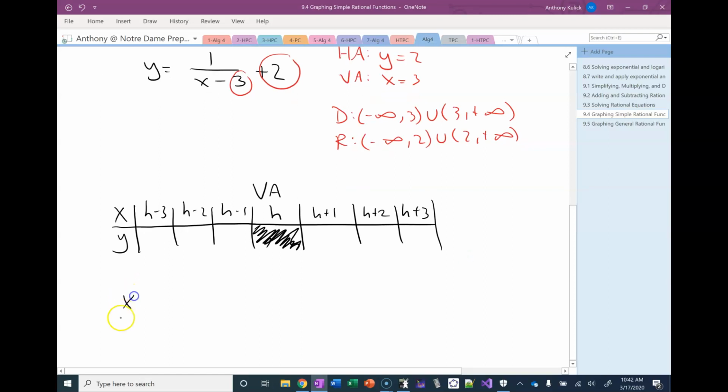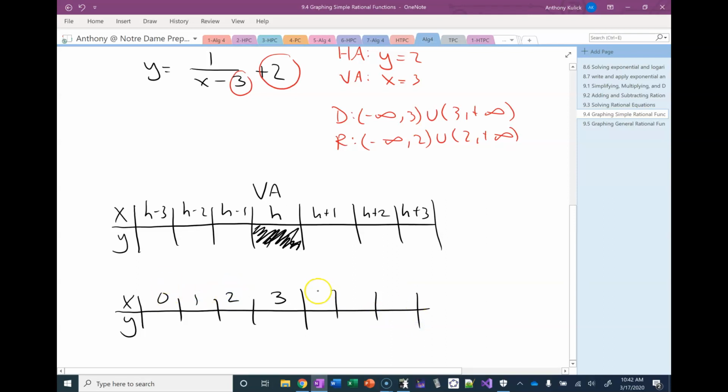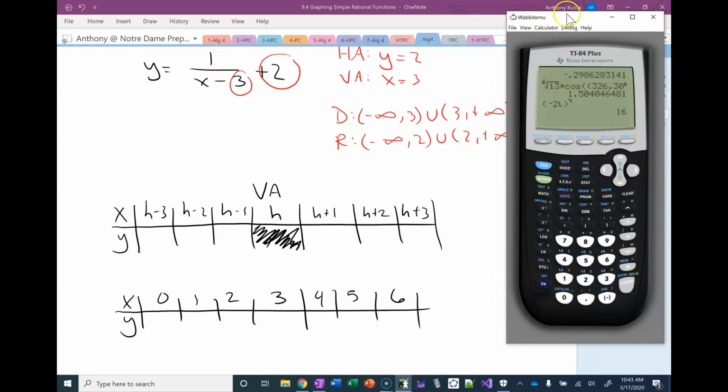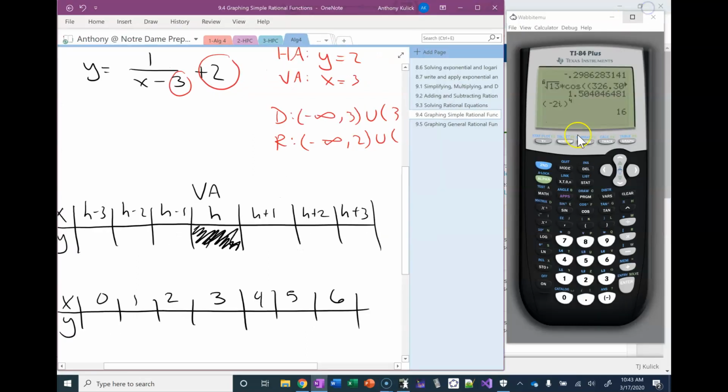So if I'm looking at the example above here, the h is 3. That's going to be the middle point in my table. And I would just do 2, 1, 0, 4, 5, 6. To find the y coordinates, I'm just going to plug these into my expression. So I'm going to use the calculator to help me handle that.